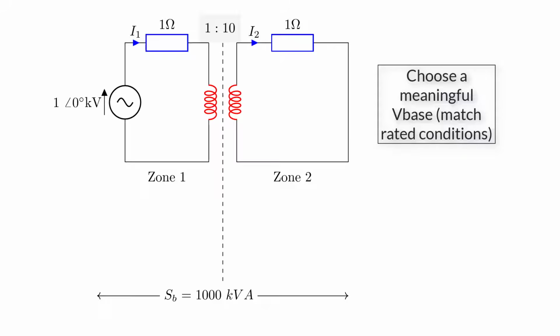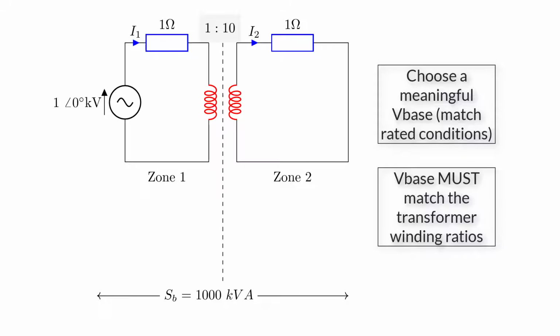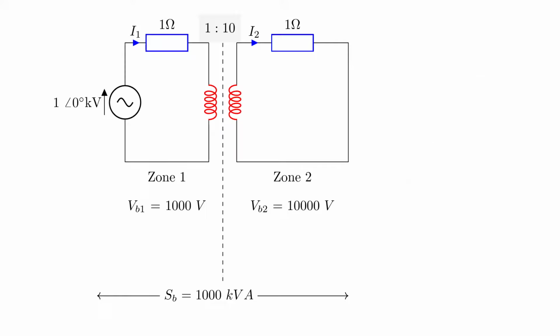The second major consideration is to remember that our V-base should follow the transformer ratio throughout the system. So in this example, if we choose V-base equal to 1000 volts in zone 1, we must then choose V-base equal to 10,000 volts in zone 2, because we have a 10-to-1 step-up transformer. This is absolutely necessary for per unit analysis to work.